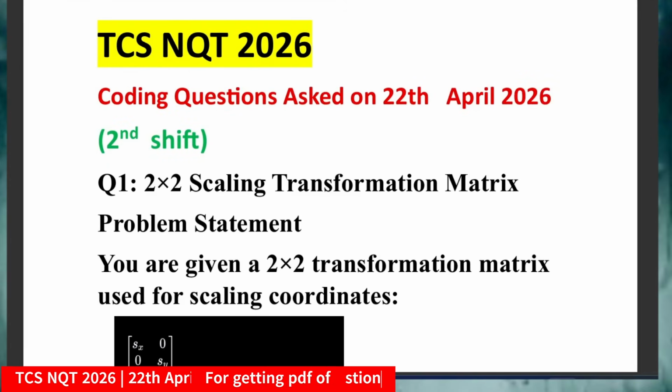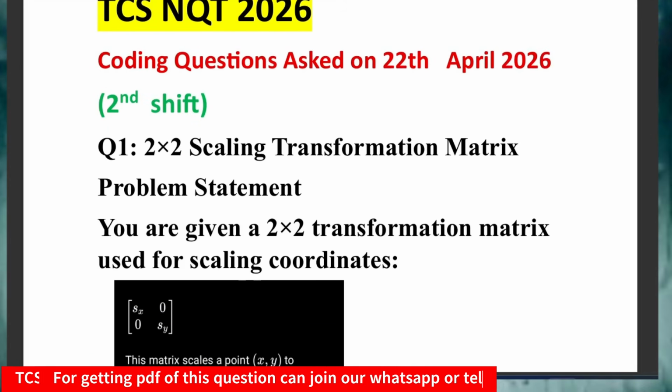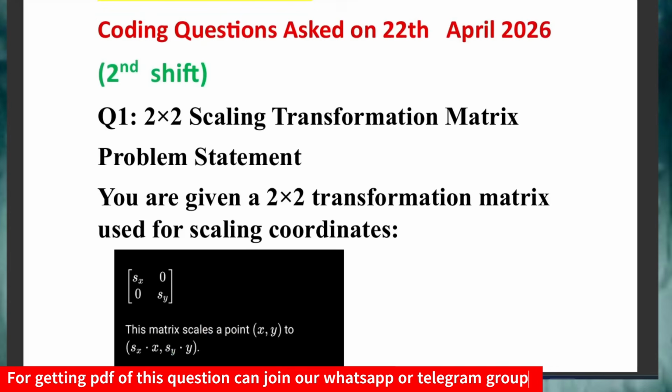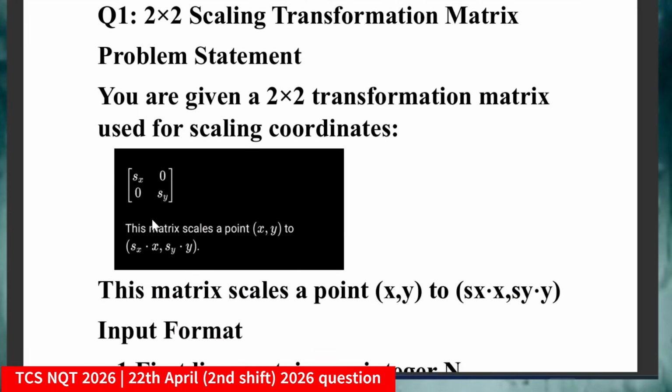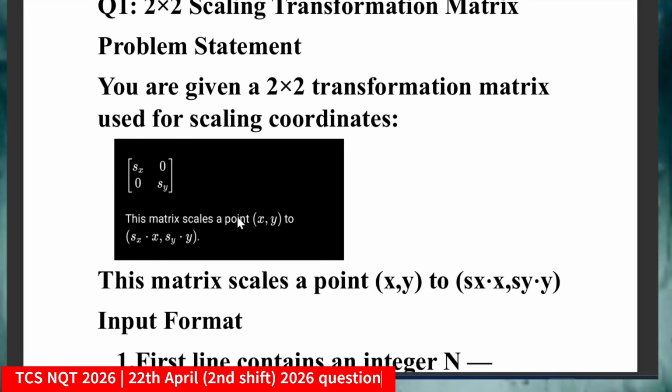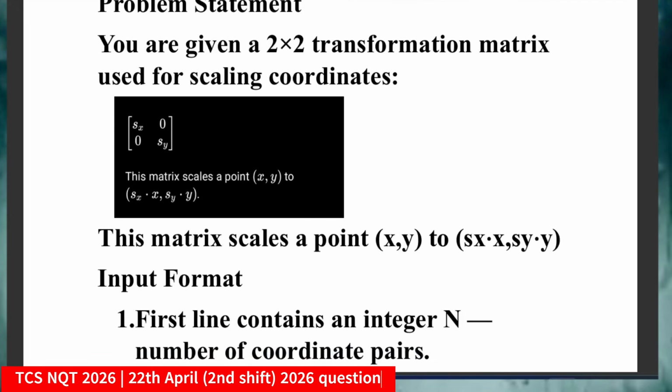So you have been given a 2 cross 2 transformation matrix that is basically used for scaling coordinates. In the question, you simply had a matrix: sx 0 0 sy. This matrix will scale a point: x becomes sx into x, and y becomes sy into y. Okay, so this matrix scales the point.